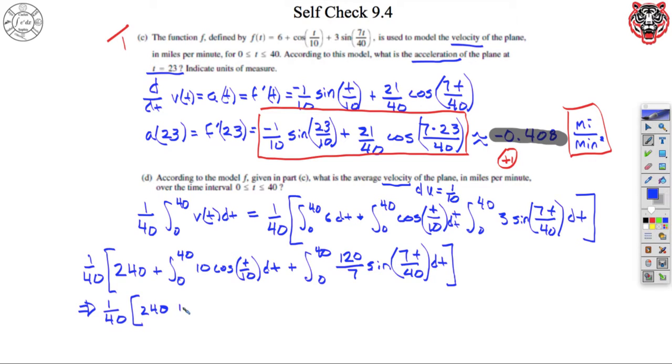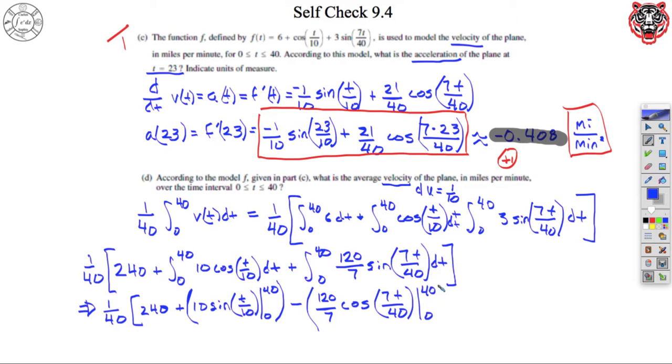This is going to be then plus 10 and then sine of t divided by 10. All of that is going to be evaluated between 0 and 40. So I'm going to do another set of parentheses in here to let you know to evaluate this thing and then add it to 240. This is going to be plus, now this is the antiderivative of sine. Anti, same, means change. This sign is going to change, so it's really going to be minus. And again, I have 120 over 7. This is going to turn into cosine of 7t divided by 40, and that's evaluated between 0 and 40.